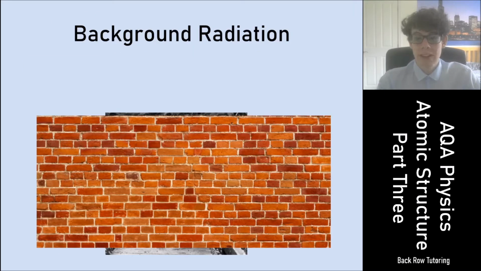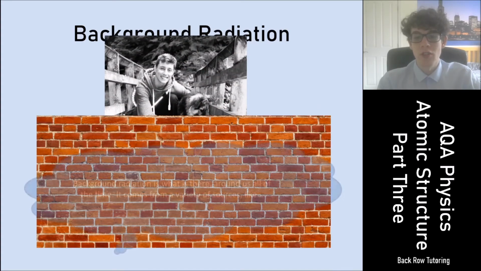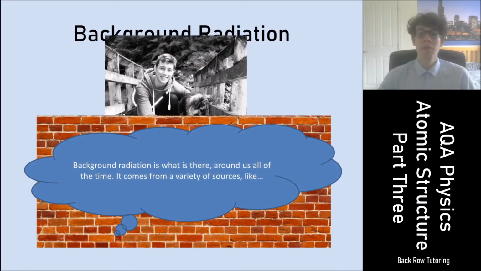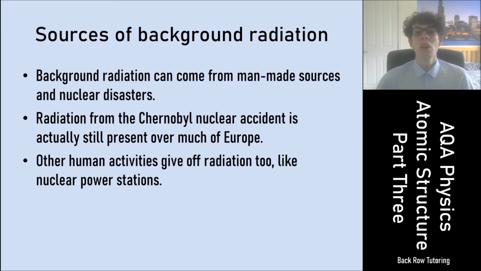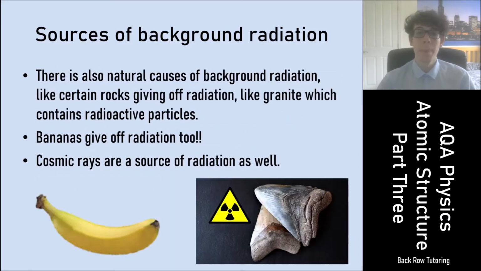Okay, so background radiation. Background radiation is just radiation that's around us all the time. It comes from a variety of sources. Sources of background radiation include man-made sources and nuclear disasters. Radiation from the Chernobyl nuclear accident is actually still present over much of Europe. Other human activities give off radiation too, like nuclear power stations. There are also natural causes of background radiation, like certain rocks giving off radiation, like granite, which contains radioactive particles. Bananas, surprisingly, also give off radiation. And as well as this, cosmic rays from space are also a source of radiation.